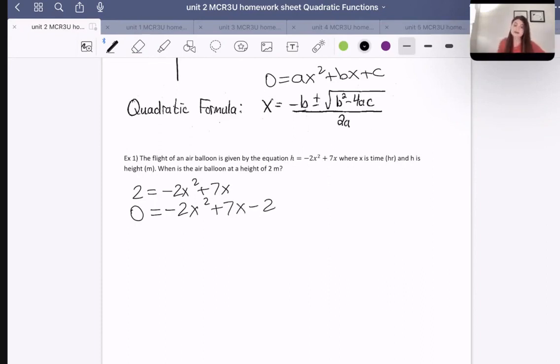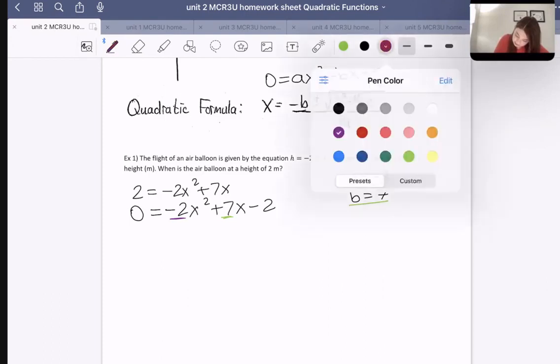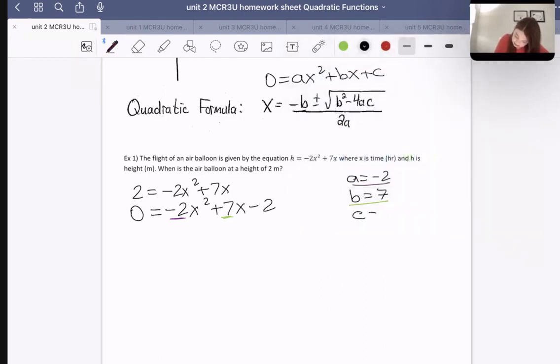And now we're at the spot where we can use the quadratic formula to solve this. So a is equal to negative 2, right? b is equal to 7, right? And c, I'll grab a different color here actually. C is equal to negative 2, right? Because of this negative 2 here, right?